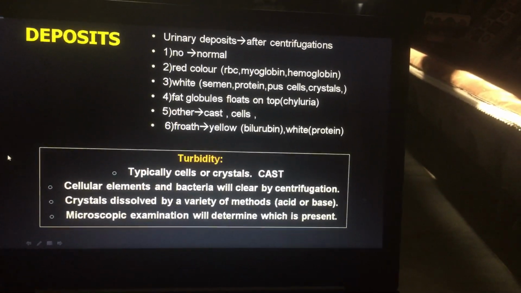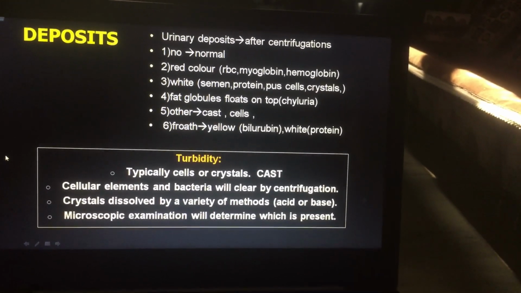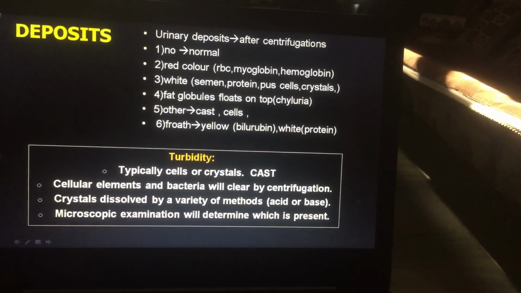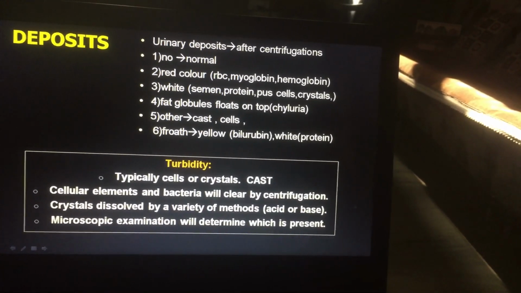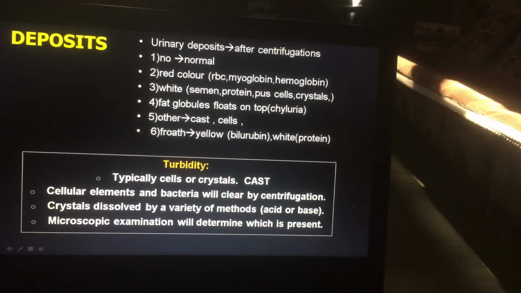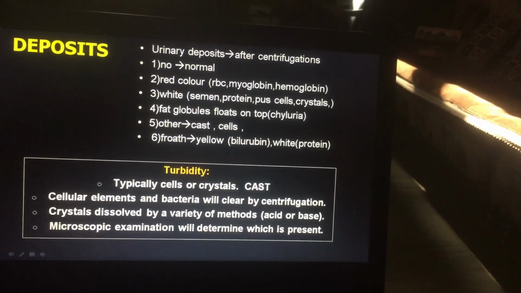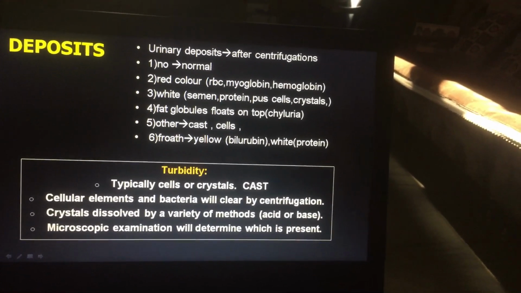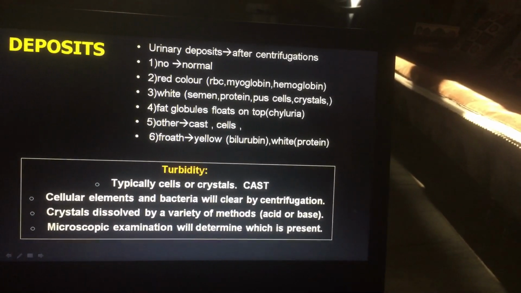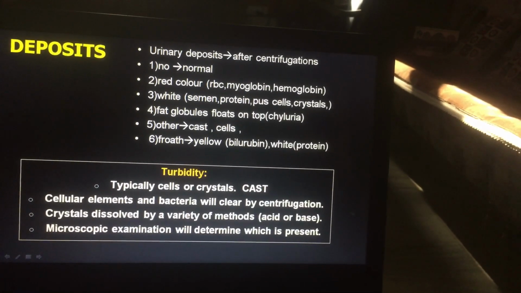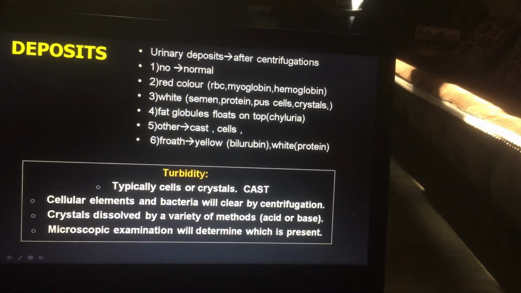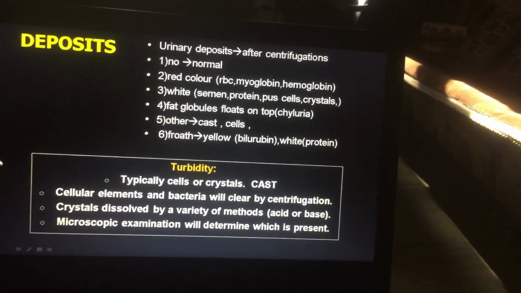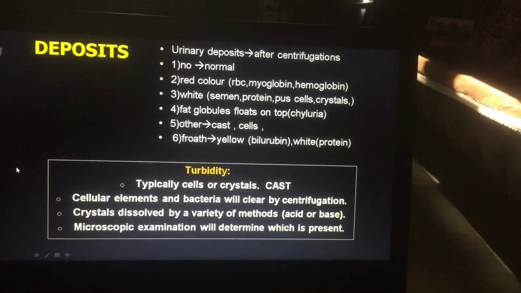When it is centrifuged, you get deposits, and these deposits may be red color because of myoglobinuria, RBC, or hemoglobinuria, white color in presence of semen, protein, pus cells, or crystals. Fat globules will float on the top in presence of chyluria. Casts and cells can also be seen in the form of deposits. And froth can be seen on the top, and if it is yellowish color, it is very common in presence of bilirubin, and white color in presence of protein. So this can be helpful in some of the diseases.